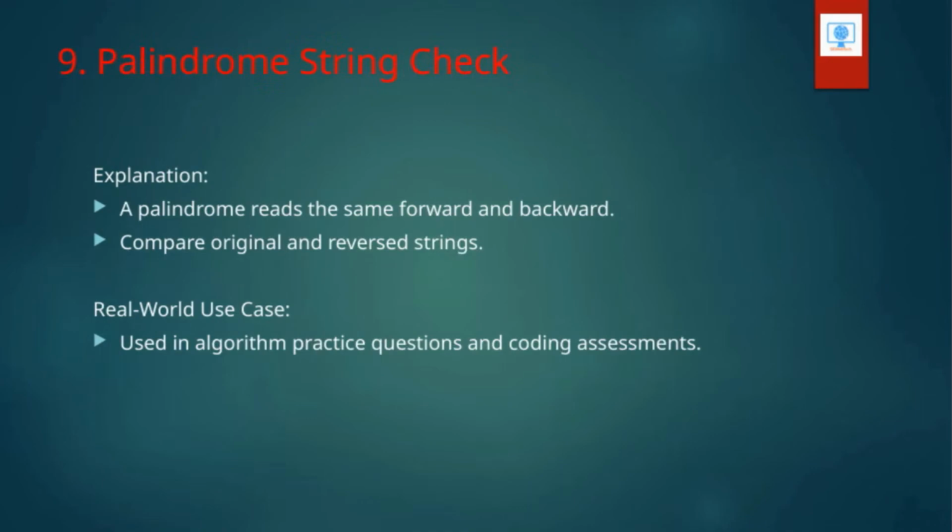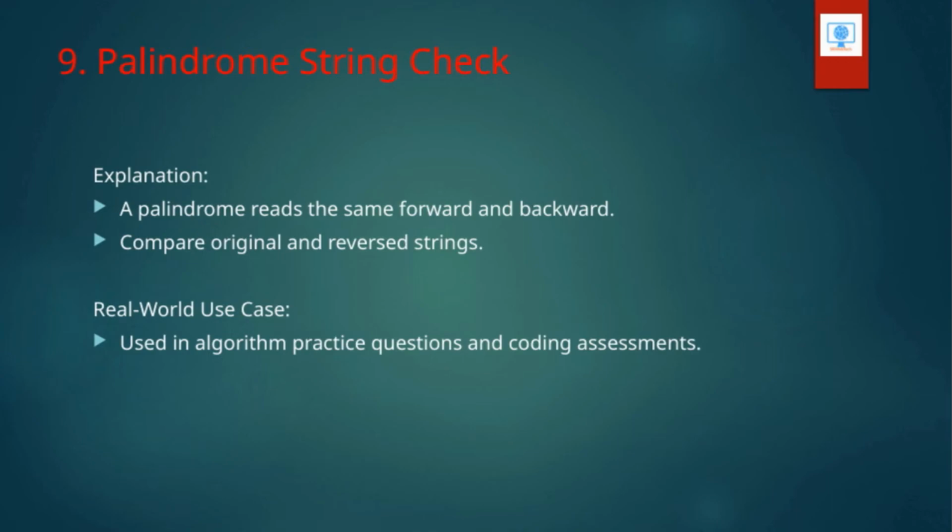All right, let's talk about what a palindrome actually is. Essentially, it's a string that reads the same forward and backward. So, if you take the original string and compare it to its reversed version, you'll see they are identical. This comparison helps us determine whether a string is a palindrome or not.